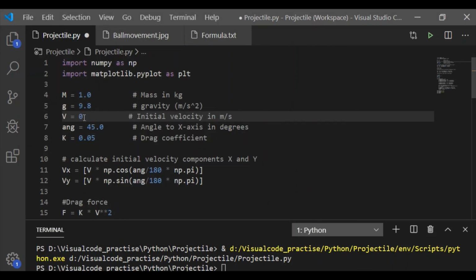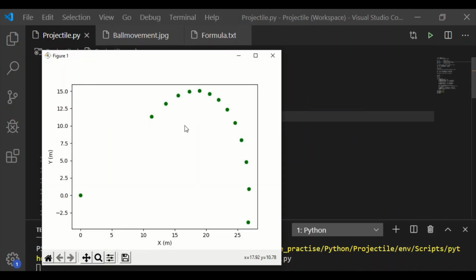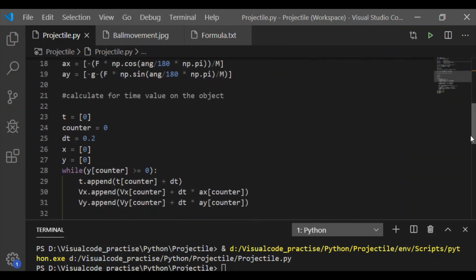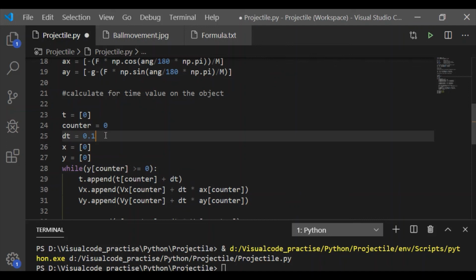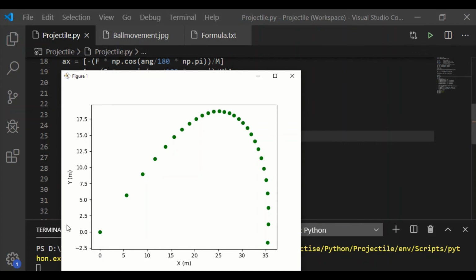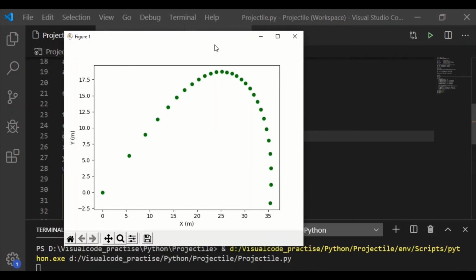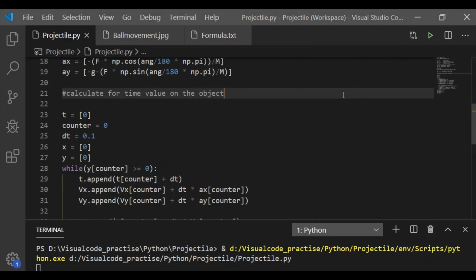Similarly, let me change the initial velocity from 30 meters per second to 80 meters per second. As the velocity is high in delta t, it goes further. To trace it for smoother movement, let me decrease the delta t from 0.2 to 0.1. Now we can see the smoothness of the ball's path as the velocity is increased. It's a quite realistic replication of the ball movement which can be used in any of our game development.